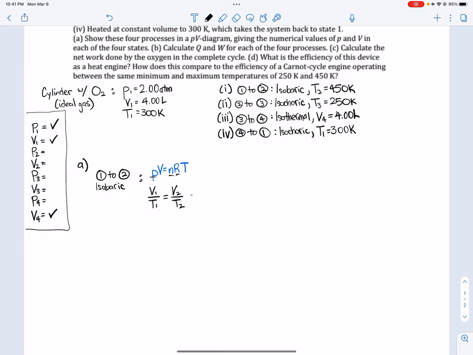My volume at state 1, again, is 4 liters. My temperature at state 1 is 300 Kelvin. I need to find V2, but I do know my temperature at state 2, which is 450 Kelvin, right? So then I could do algebra and solve for V2. I would find that my V2 is equal to 6 liters. So now I know V2.